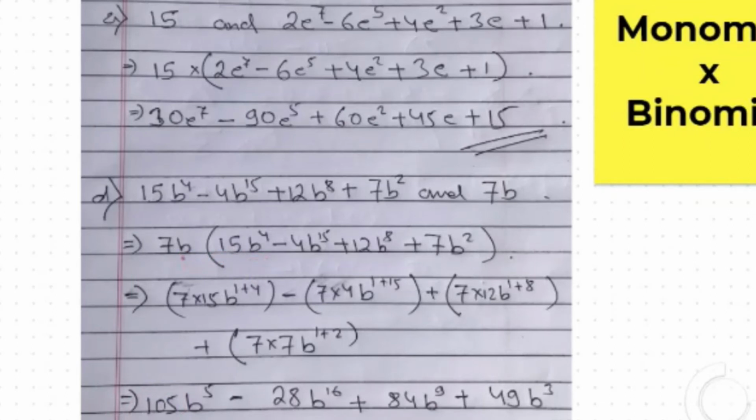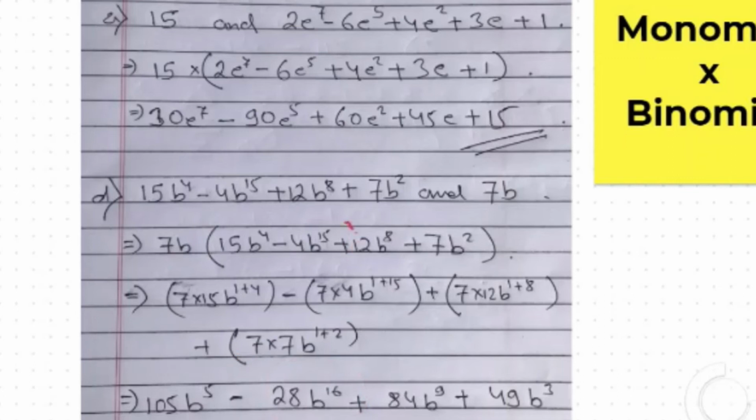But here what happens, here is b, so you have to multiply b into b to the power of 4. So as per the law of indices, I told you whenever the two same alphabets are being multiplied, the powers will be added. So here power is 1, so 1 plus 4 is 5. And when I multiply the number, 7 into 15 is 105. Similarly, this minus sign I have written as minus. 7 into 4 is 28. And again, what happens here, there is b to the power of 15, and there is b to the power of 1. So b to the power of 16 comes here.